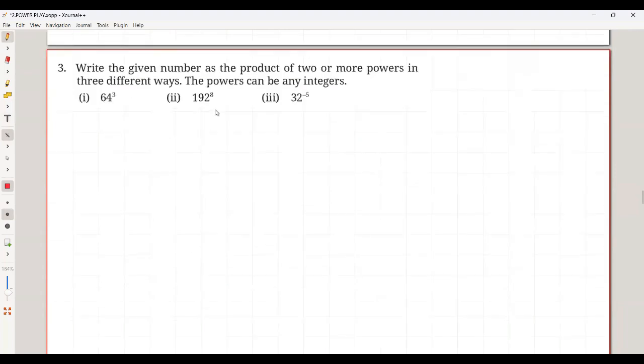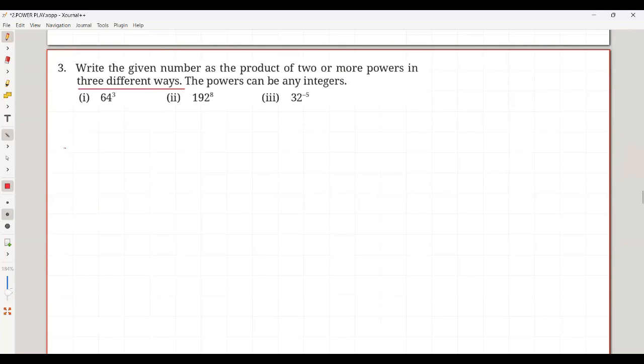Third question. Write the given number as a product of 2 or more powers in 3 different ways. The powers can be any integers, any way you can write. They ask only 3 different ways, with the power. So 64 power 3 is given.